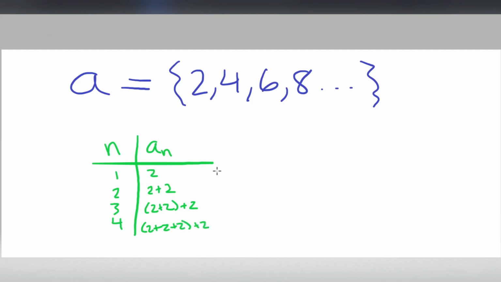We see a pattern starting to come here. We can rewrite all of these as 2, 2 times 2, 2 times 3, 2 times 4. This is just 2 times 1. So we know that a of n equals 2 times whatever our n is. A of n equals 2n.